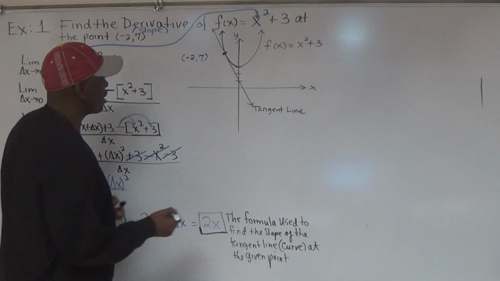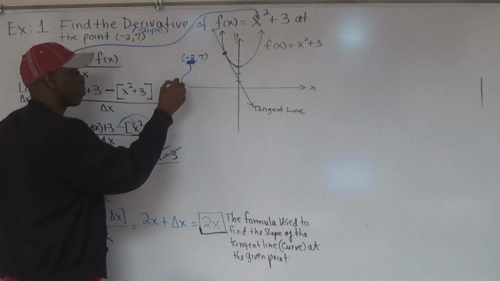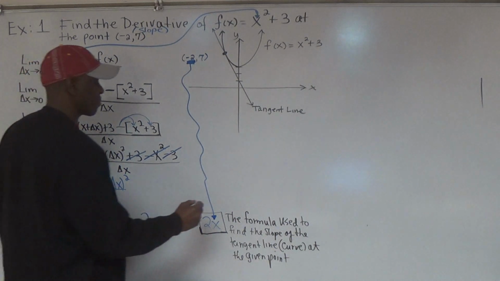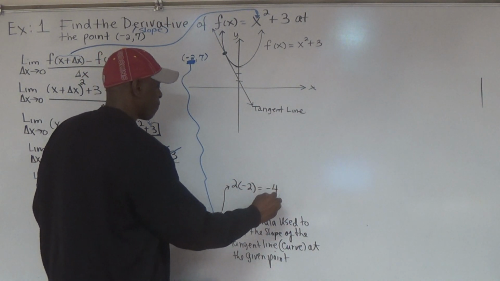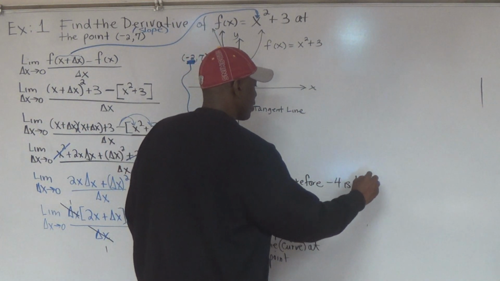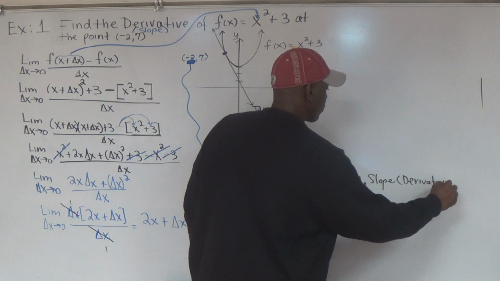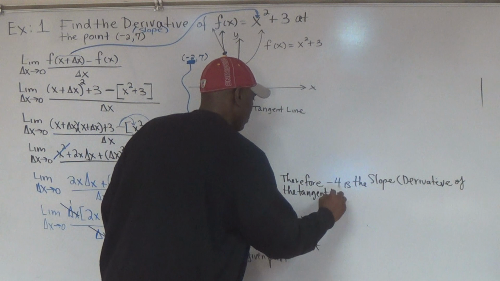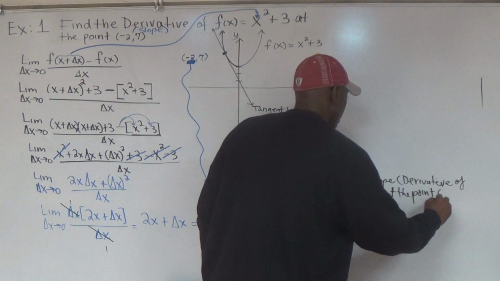So in essence, what we have to do now is you take this x value right here. The x value is negative 2. You take negative 2 and you plug it in for x right there. And so that's going to give us 2 times negative 2, which is negative 4. Therefore, negative 4 is the slope, or derivative, of the tangent line or the curve at the point (-2, 7).